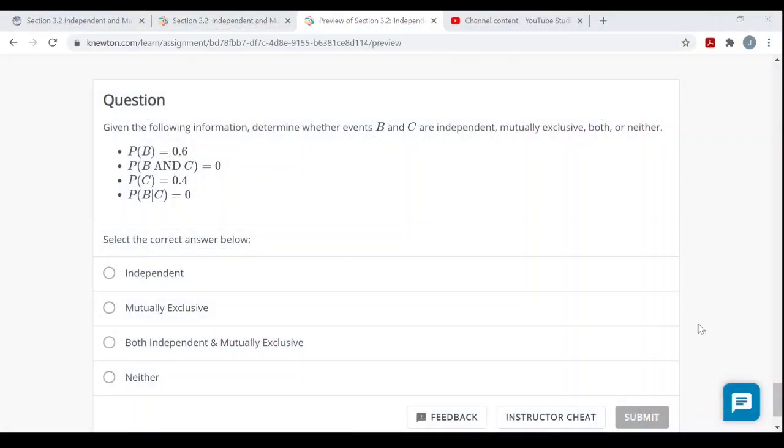So going back to the assignment here, they are mutually exclusive, and that's it. They're not independent. The only one of these that applies is that they are mutually exclusive.